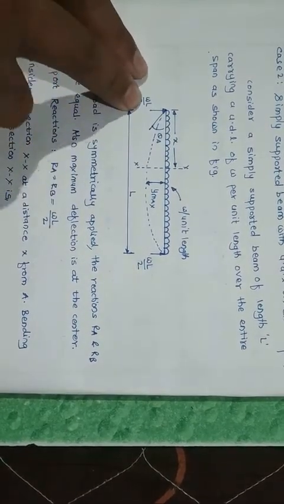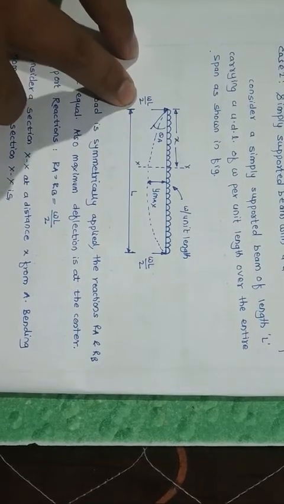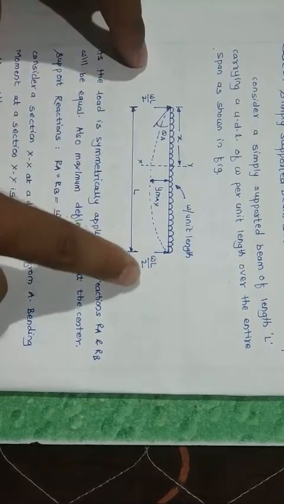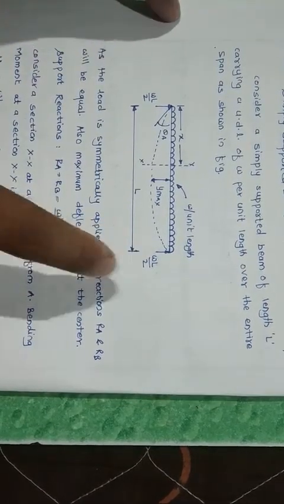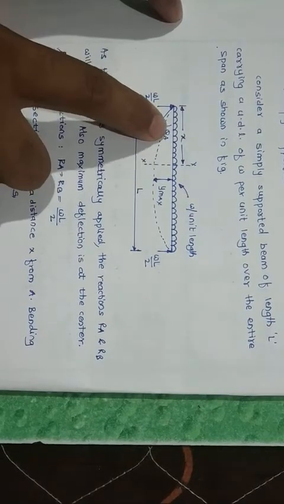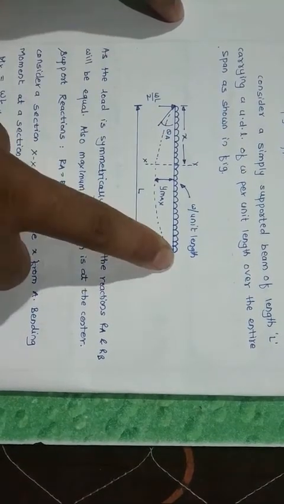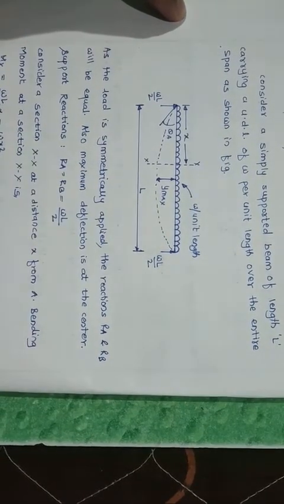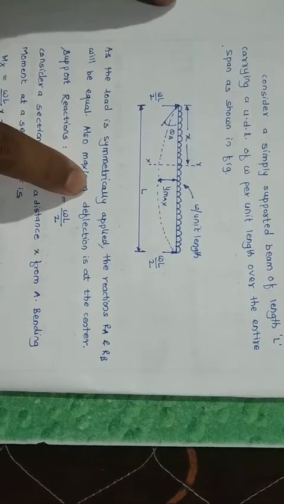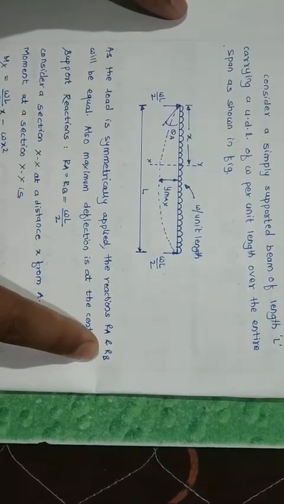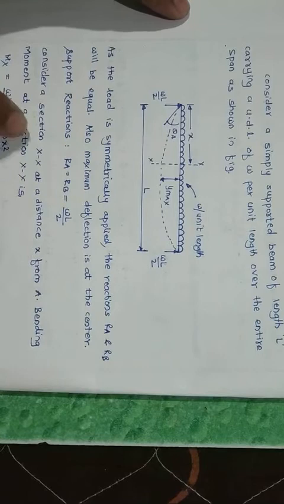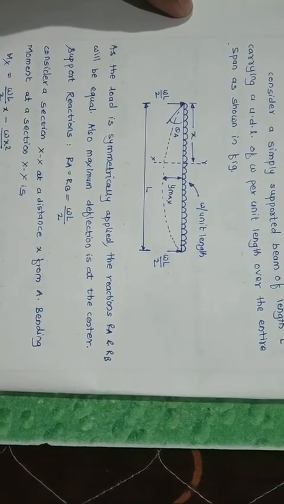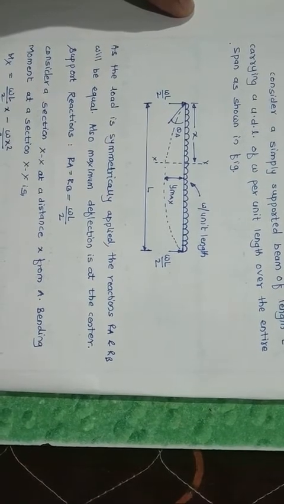Here at point A, the reaction will be W into L divided by 2. That means the UDL W into the length L, divided by 2. And here also W L divided by 2. Theta A is the slope at point A, and theta B is the slope at point B. As the load is symmetrically applied, the reactions RA and RB will be equal. Also, the maximum deflection is at the center. The support reactions RA equals RB equals W L divided by 2.